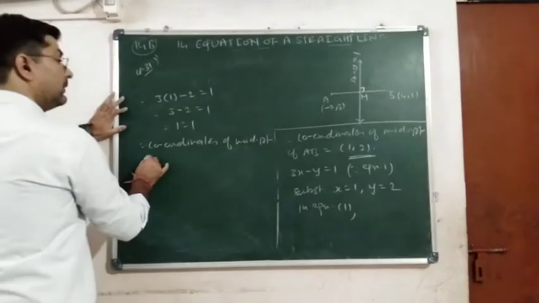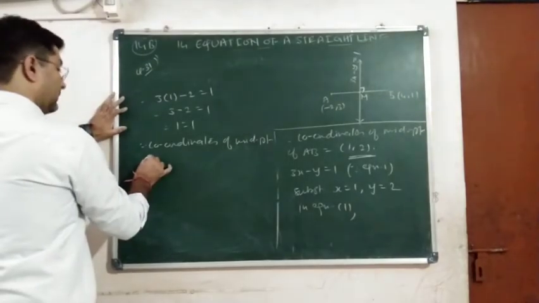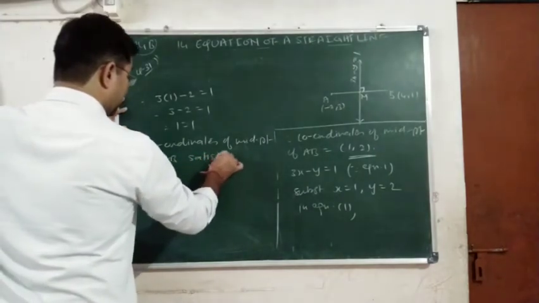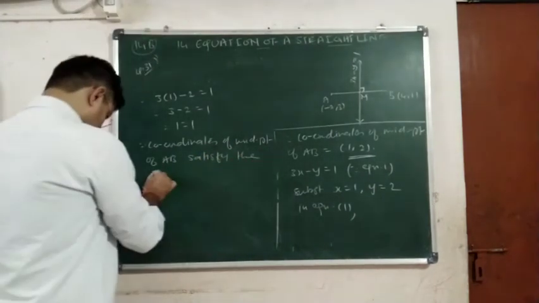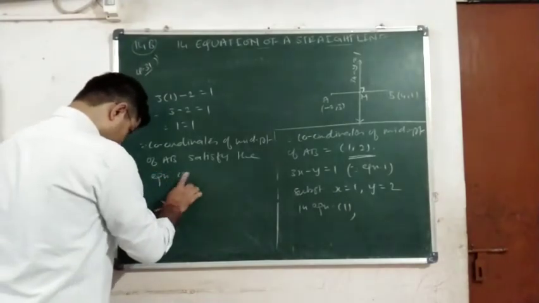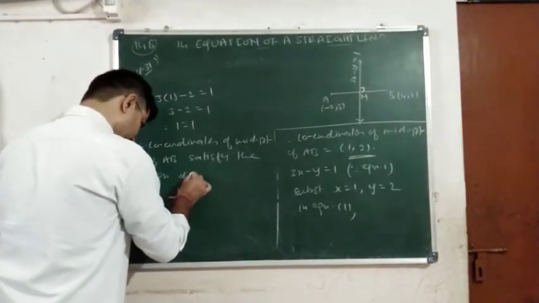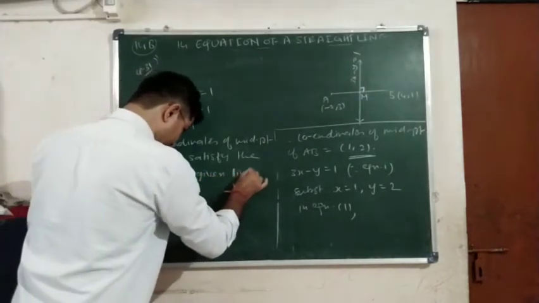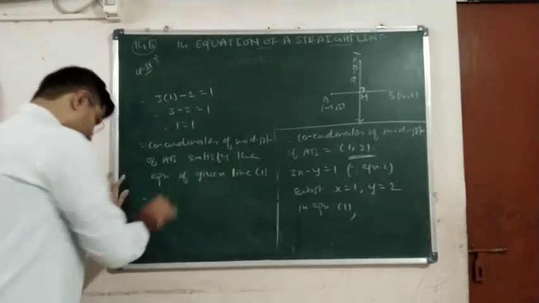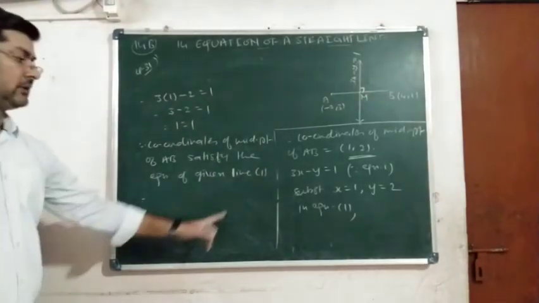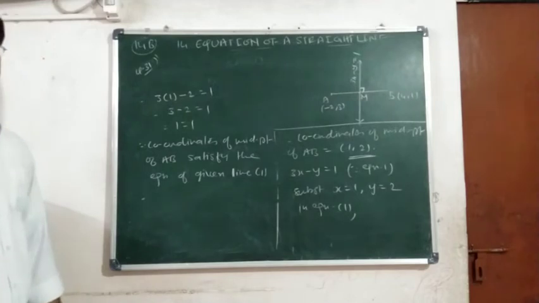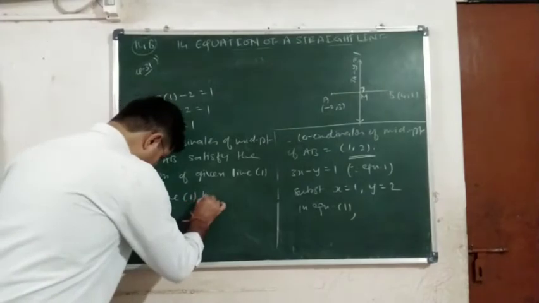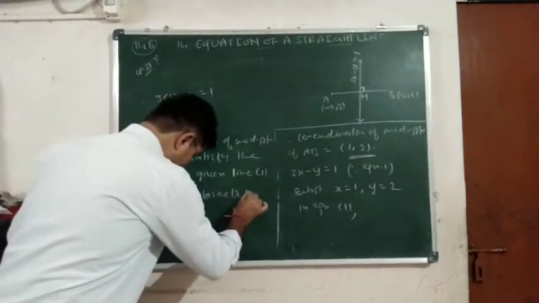And therefore we will write that coordinates of midpoint of AB satisfy the equation of the given line, and therefore we will say that the line 1 bisects the join of AB. Yes or no? And therefore line 1 bisects the join of AB.